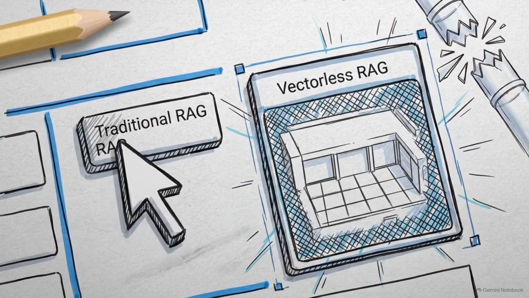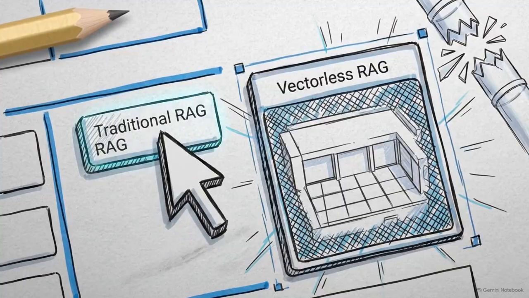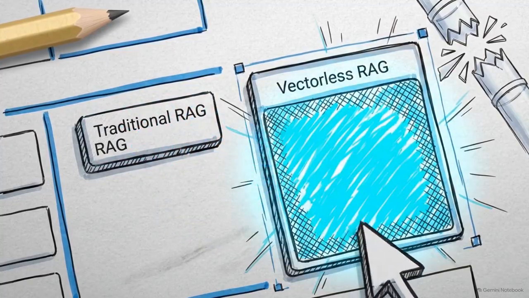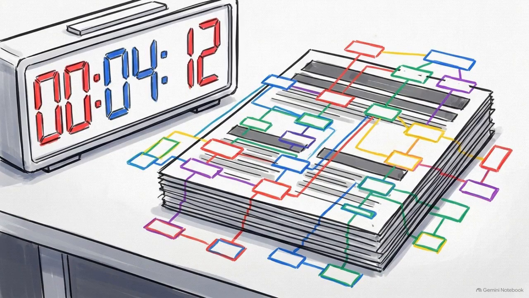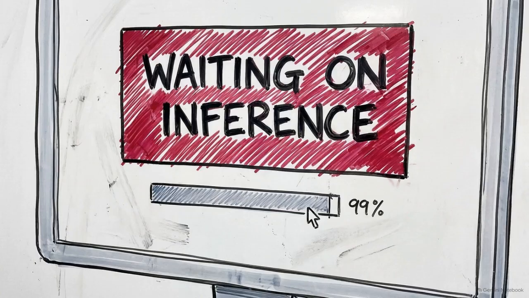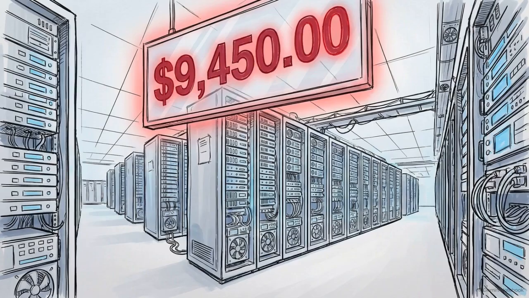Vectorless RAG is an intentional engineering choice. It is a powerful tool, but it is not a universal solution. The primary performance cost is time. Requiring the LLM to traverse a JSON tree and read summaries at inference significantly increases latency. There is also a financial cost. Parsing trees and conducting multiple reasoning loops per query drastically increases token expenditure.